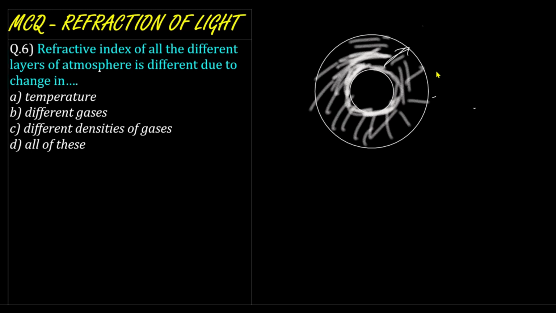So clearly, at this portion, let's say I name this point P, and below this, this is Q, and let's say this is R. As you know, the thicker layer of the atmosphere is R, so R has the highest optical density, and as you go above, the density of the air decreases, and lower air density means lower refractive index. Now check for the options here. Change in temperature is not the cause. Different gases is not the cause. Yes, different densities of the air. Right. So we'll say that C is the correct option in this case.